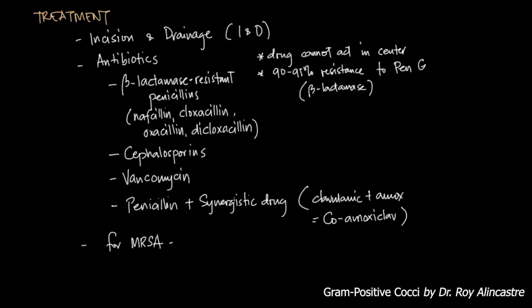So the main alternatives for MRSA are vancomycin and daptomycin for deep-seated infections, for example, endocarditis, osteomyelitis, bacteremia, and pneumonia. And clindamycin and doxycycline can also be used for superficial skin and soft tissue infections.